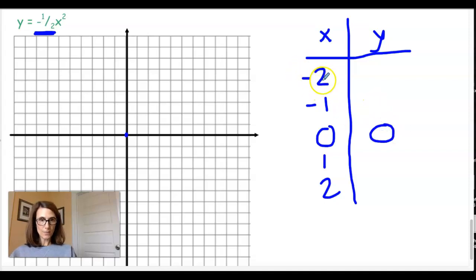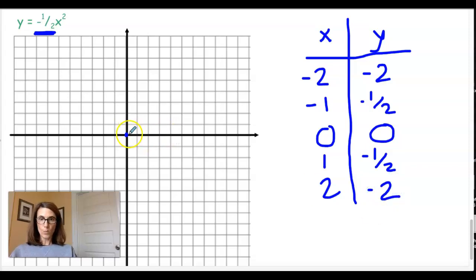If we plug a -2 in, -2 squared is 4. 4 times 1/2 is 2. So that's a y value of -2. -1 squared is 1. 1 times -1/2 is -1/2. And then we can go ahead and bring those same y values down with our positive x values because we know we're going to have a mirror image.